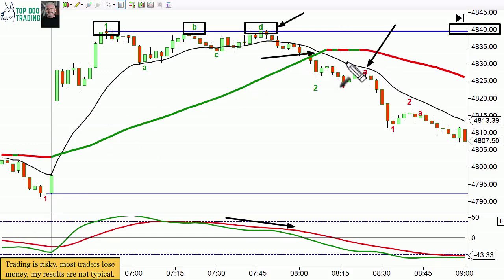And, oh, by the way, you will need something that helps time your entries, obviously. So this is kind of a big, broad stroke indicator. It's not really for precision, accurate timing.